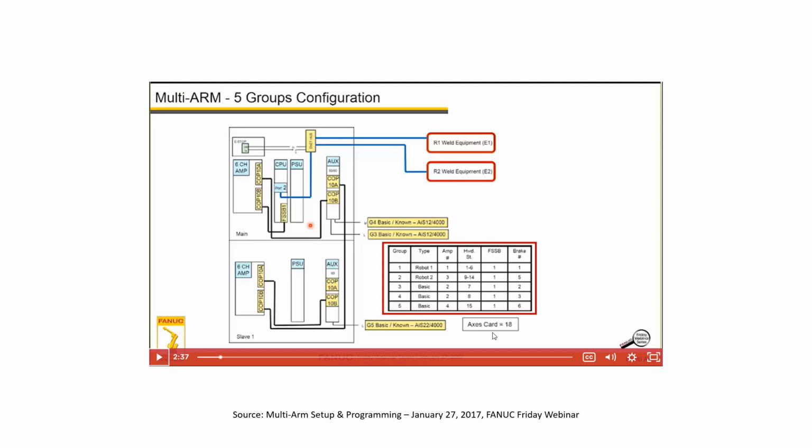The total number of axes that we're going to have is 6 for Robot 1, 7 and 8 taken for the positioner. Then the next axes are going to be number 9 to 14 for Robot 2 and number 15 for the positioner. So we're going to need an axis card capable of 18 axes.